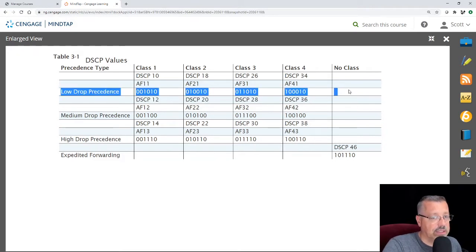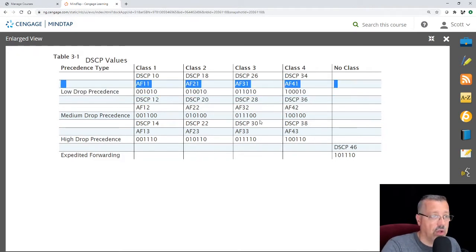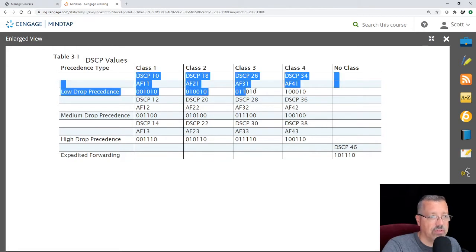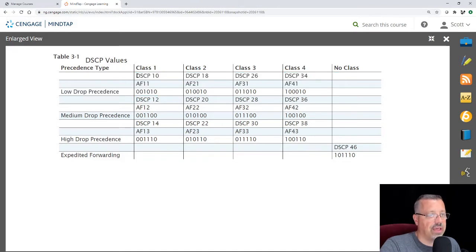Usually you will only see traffic, and in the video we saw only had low drop precedence. So it only uses the classes. It doesn't use the precedence in there. And I think that's pretty typical. So how do we justify these DSCP 10 versus AF 11 versus this bit value here? So what we're going to do is actually do this DSCP 10.